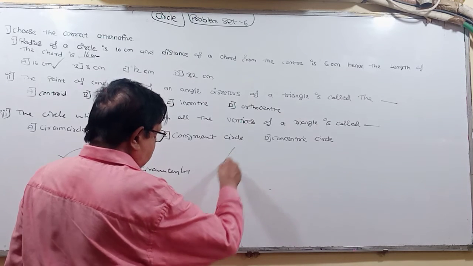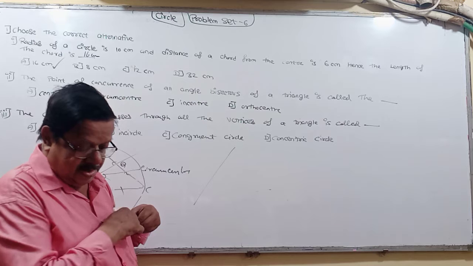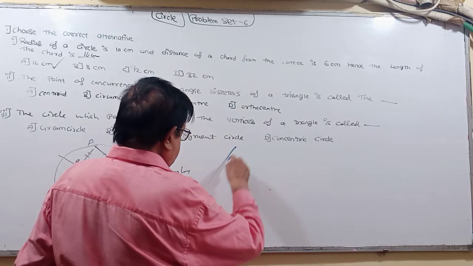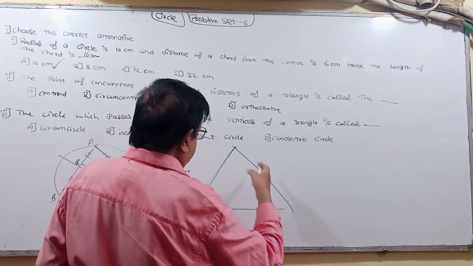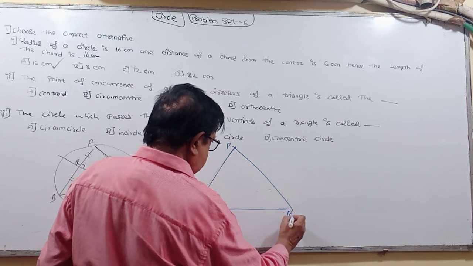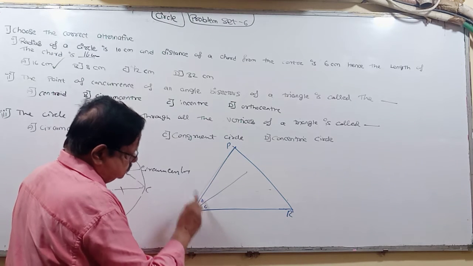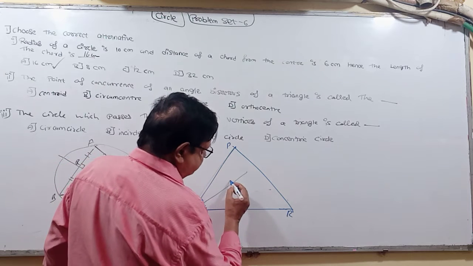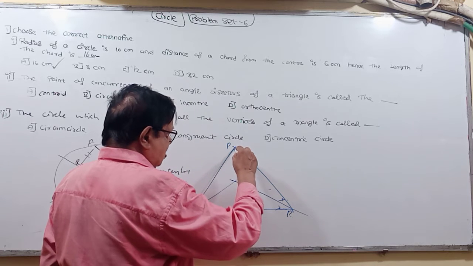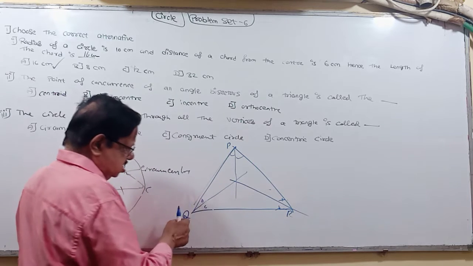Now we will draw another triangle. Let us draw another triangle here. Let's call it P, Q, R. If we draw the angle bisector, this is the angle bisector. The third angle bisector will be through this. This is equal to this. This is equal to this. This is the angle bisector.